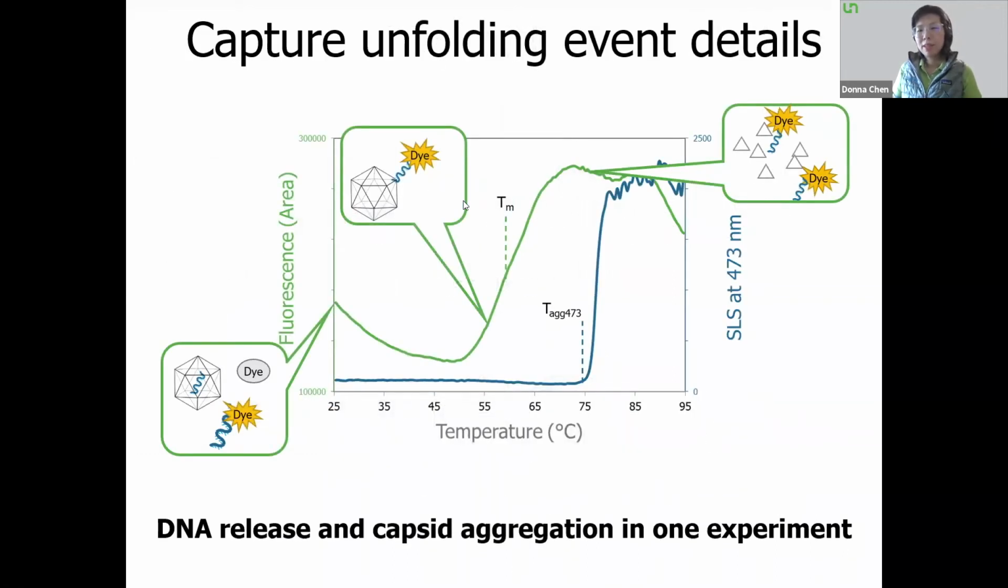Besides getting the TM for genome release and also the unfolding information, UNCLE can also give you aggregation information during thermal ramping experiments. So in the TAG here, by getting the information of TM and TAG in parallel together, UNCLE gives you the full picture of when this DNA is released and when this capsid is aggregated. This is the best way to get the AAV stability behavior in the full picture.